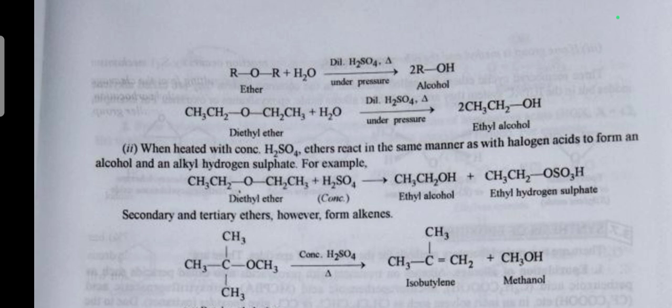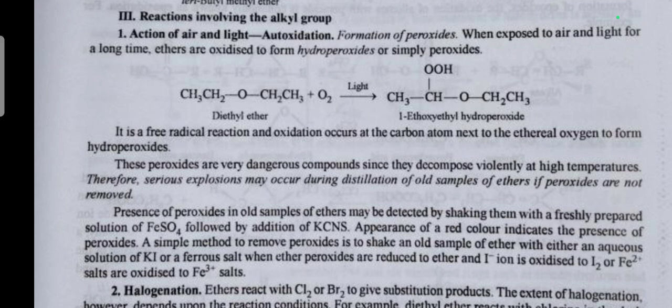Reactions involving the alkyl group. Action of air and light, auto-oxidation. Formation of peroxides. When exposed to air and light for a long time, ethers are oxidized to form hydroperoxide, or simply peroxide. It is a free radical reaction and the oxidation occurs at the carbon atom next to the ethereal oxygen to form hydroperoxide. These peroxides are very dangerous compounds since they decompose violently at high temperatures. Therefore, serious explosions may occur during distillation of old samples of ether if peroxides are not removed.